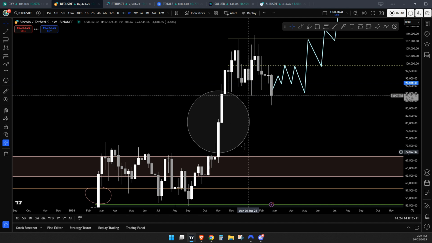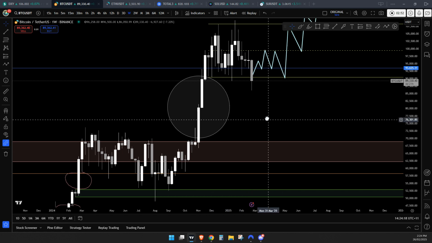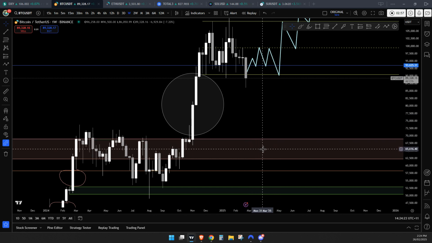Do we fill this out? I wouldn't mind. It is what it is. If it's going to, it's going to. But I'd be looking to long 100% from here, and I'd be looking for the markets to turn from here.